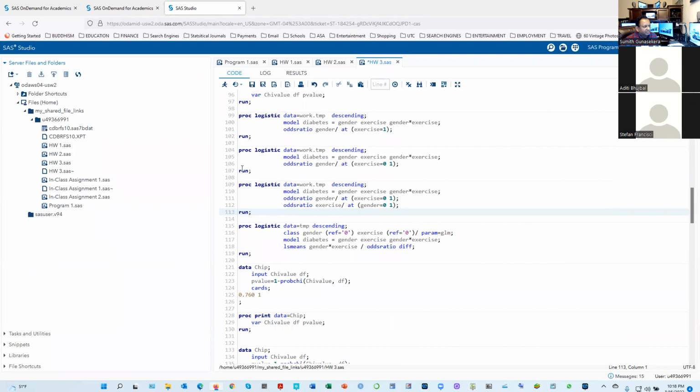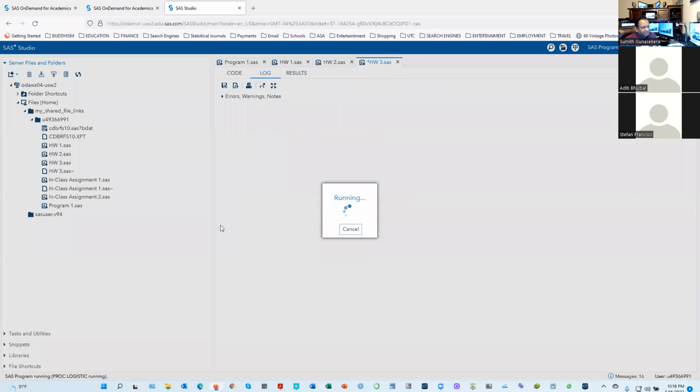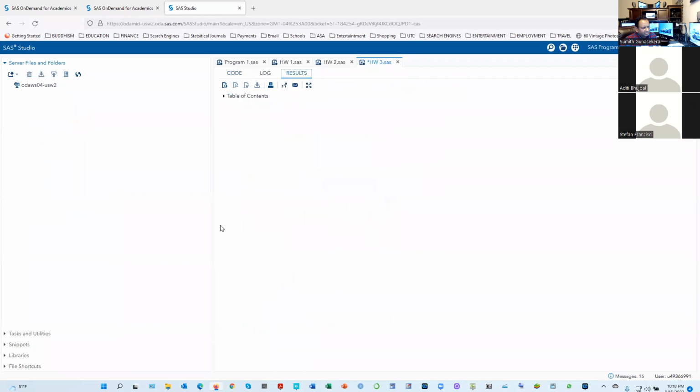So then this one, what's the ratio difference? Let me run this one. It will give you pretty much gender and everything. Okay, I'm going to run this one. It should give all the combinations in one shot.